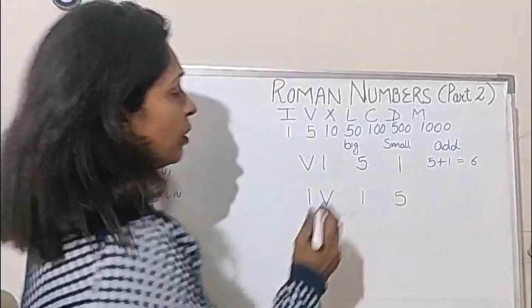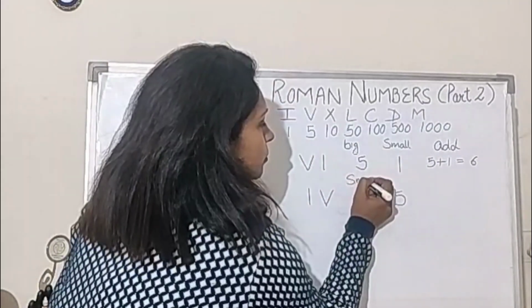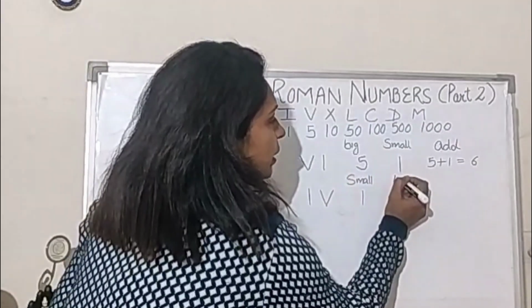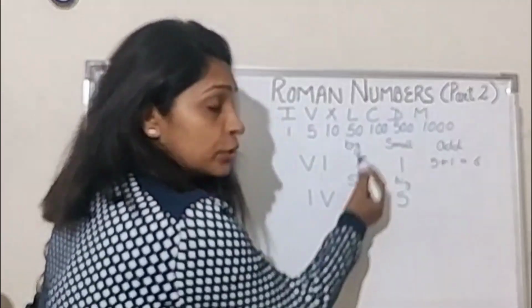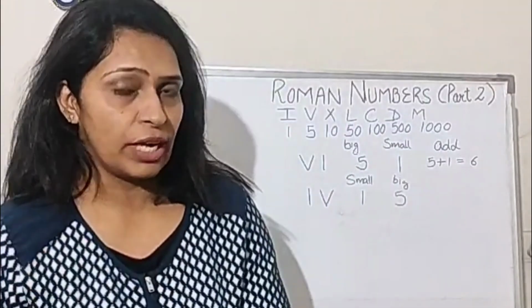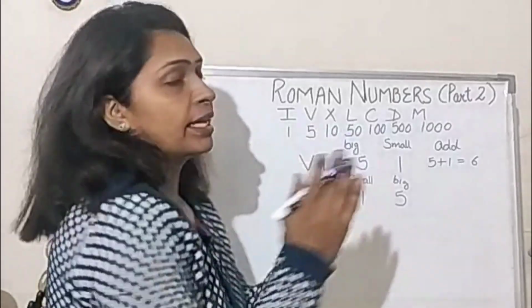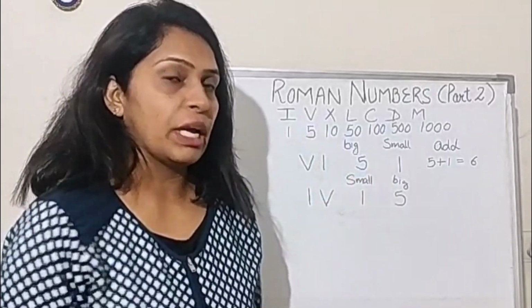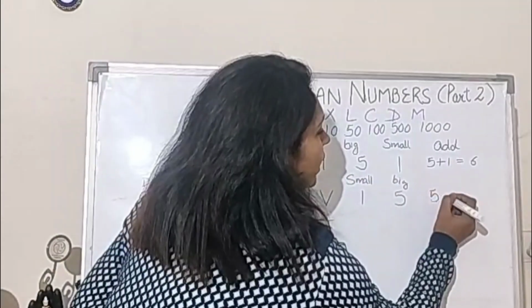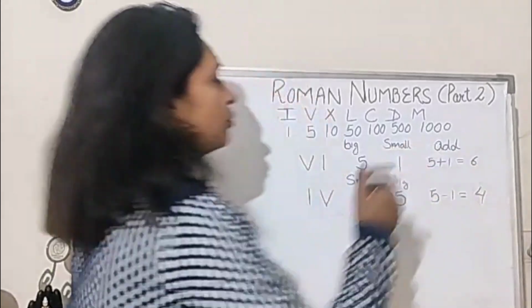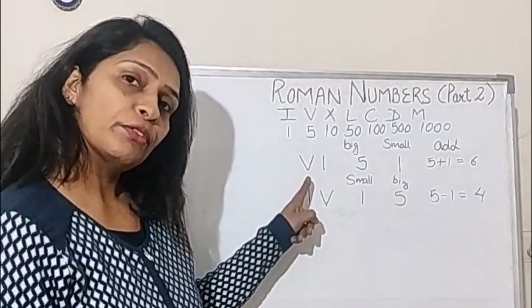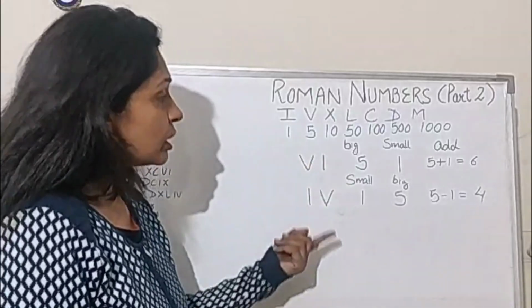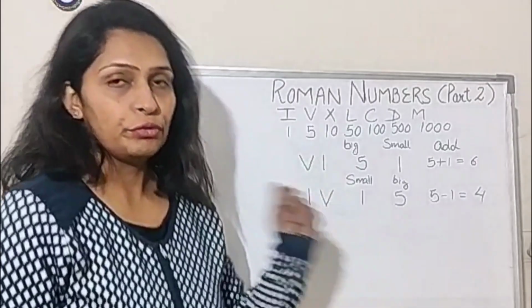And now 1 is a small number and 5 is a big number. So whenever I am going from a small number to a big number, we subtract. But we will not do 1 minus 5 because it will give us a negative number. So I will do 5 minus 1, which is 4. Now you know the reason why 6 is written as VI and 4 is written as IV.